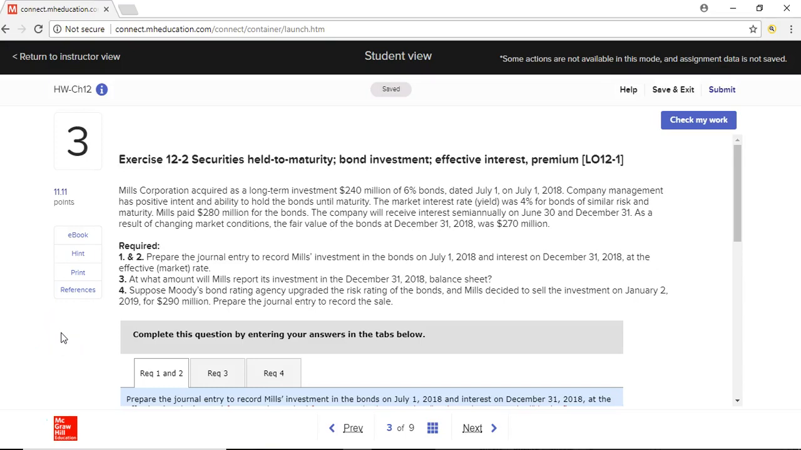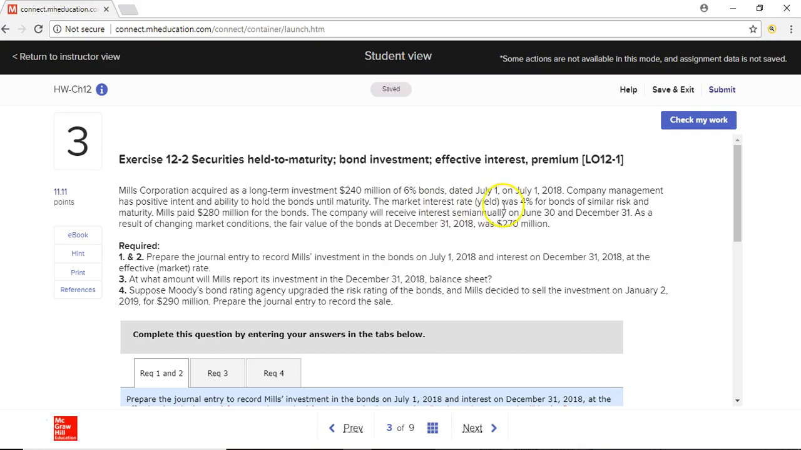Exercise 12-2. Mills Corporation acquired as a long-term investment $240 million of 6% bonds dated July 1st on July 1st, 2018. Company management has positive intent and ability to hold the bonds until maturity. This is the key information telling us how to account for these bonds. When we purchase these bonds, and when the management has positive intent and ability to hold these bonds until maturity, we will account for these bonds as held-to-maturity securities.